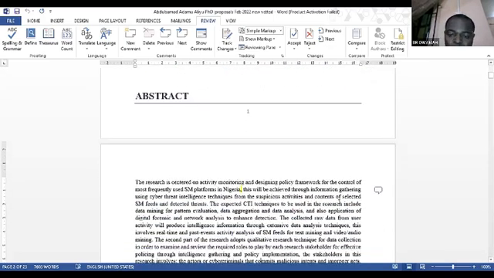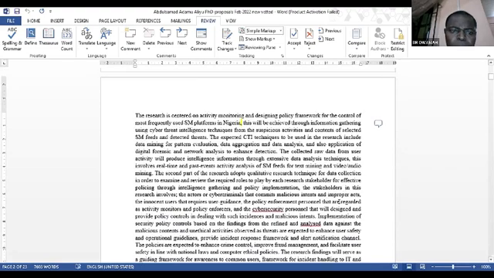Now we go to the abstract. If you look at the abstract, you say that the research is centered on activity monitoring and designing a policy framework for the control of most frequently used SM platforms in Nigeria. There should be a full stop there. You don't continue. When your sentences are too long, they lose their meaning. That's why when we do scientific report writing, we try as much as possible to make our sentences short.